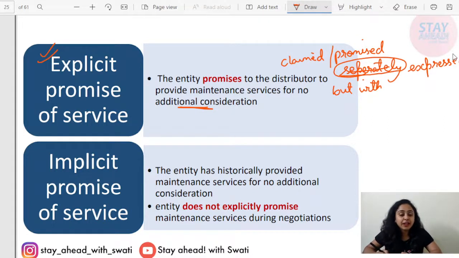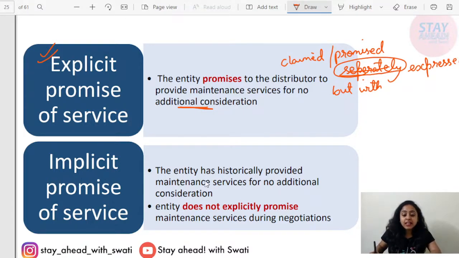I won't say separately, instead it is along with the same contract, but it has been negotiated, it has been laid down while the agreement was being done. Now, for no additional consideration means it is included, but since it is expressed separately at the time of negotiation, it is known as explicit. If it is not shown or discussed at the time of negotiation, but it is implied that the particular performance obligation exists, then this will be considered as an implicit promise of service.